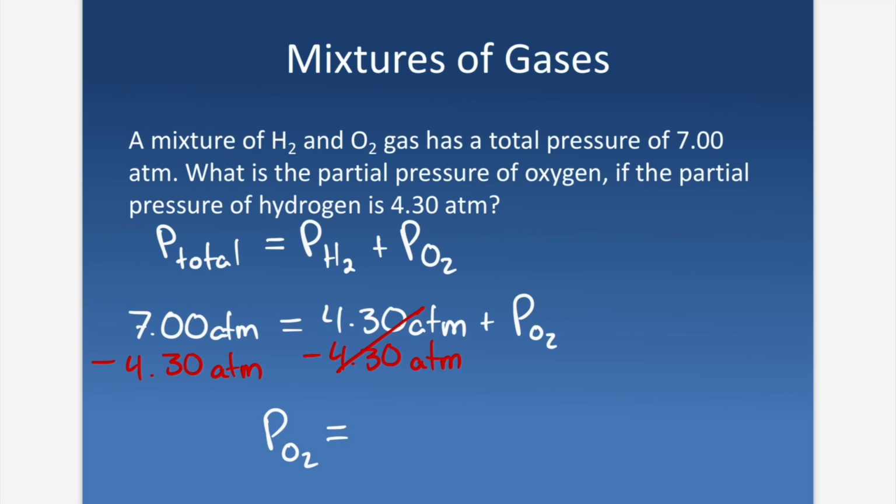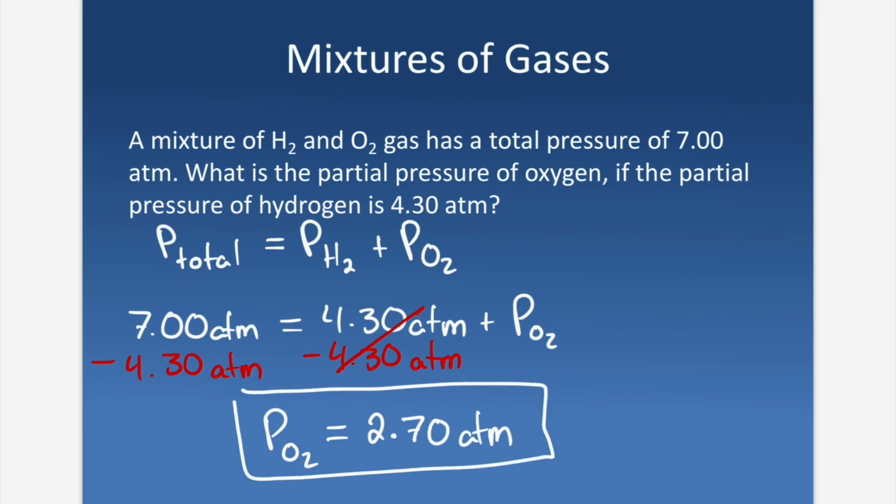So we get a partial pressure of oxygen gas, again rounding to significant figures, of 2.70 atmospheres. So Dalton's law of partial pressure problems are pretty simple. They either just involve adding or subtracting.